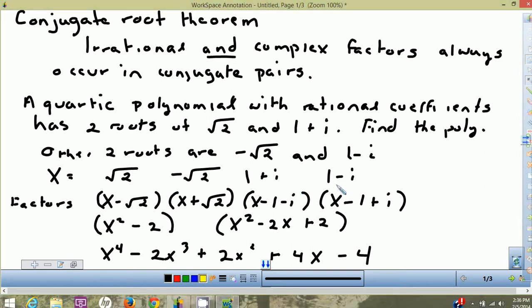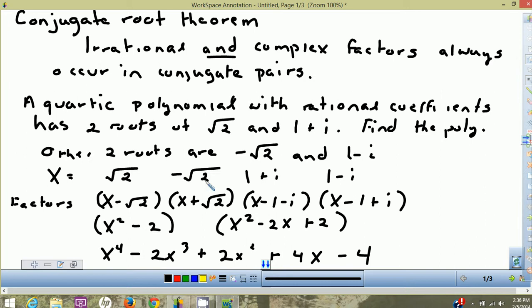Think about it. How many x-intercepts do I have? These two are not real, therefore they do not give me an x-intercept. I only have 2 x-intercepts in this function, and those 2 x-intercepts are at the square root of 2 and negative square root of 2.